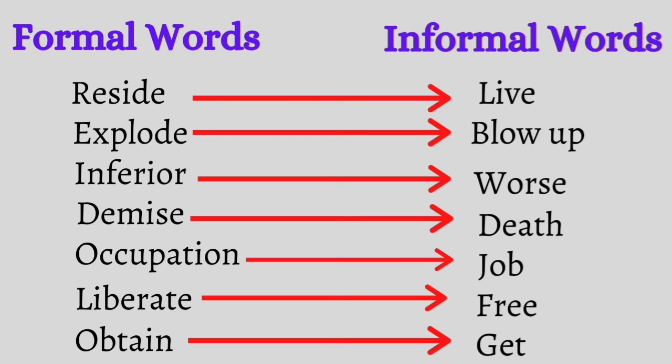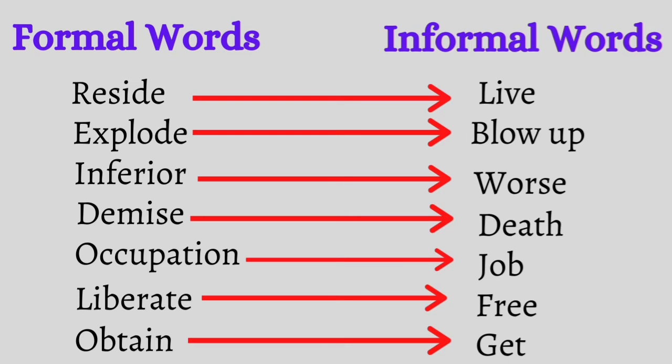Inferior would be the formal word, and the informal word would be worse. So you're saying, I find John to be inferior compared to Jane. That would be a formal way of saying it. But you could say, John is worse than Jane. That would be the informal way of saying it, right?